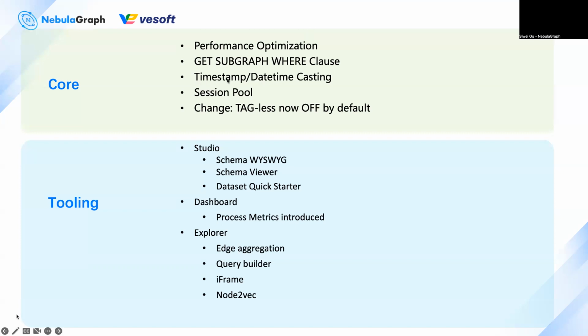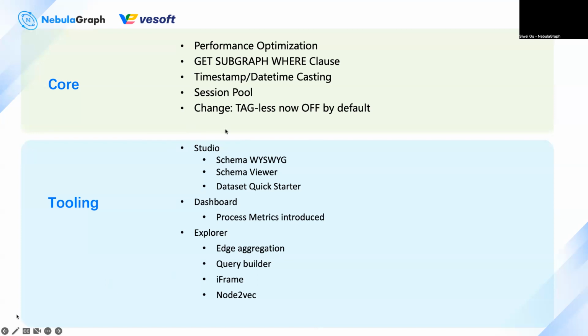This is a small function where we can cast between timestamp and datetime. And also the session pool, as I mentioned before, later I will give you an example. One of the major changes in this release is that we choose to switch off the tagless or bare vertex by default. But if you are already relying on that, you can still use it, just switch it on again.